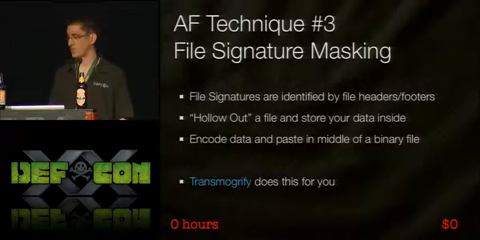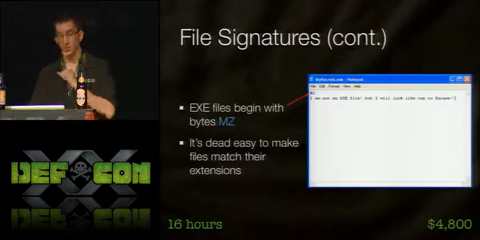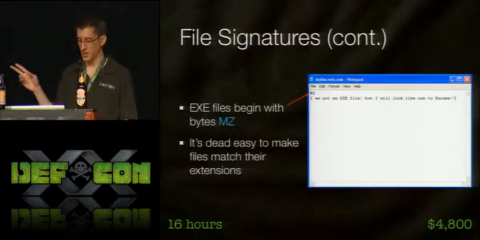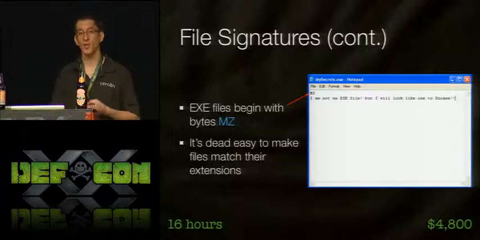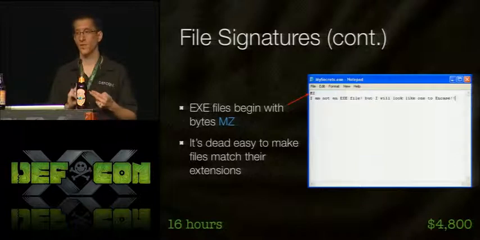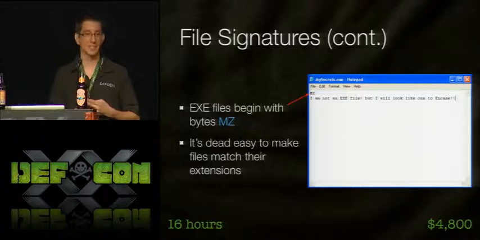There's a tool in the Metasploit anti-forensic framework, the Mafia framework, called Transmogrify. This does this for you. You can point Transmogrify at a file that you've created, and it'll modify the headers of it so that it looks like any file type that you want. Excuse me. Here's an example of that. This is a standard Notepad window. You can see the first 2 characters in Notepad are a capital M and a capital Z. Those 2 characters, MZ, are the file header for executable files, exe files.